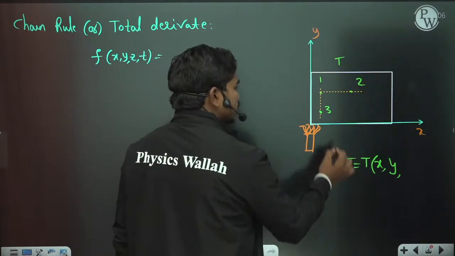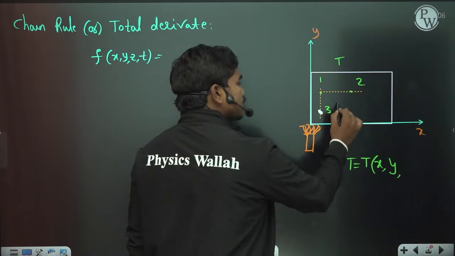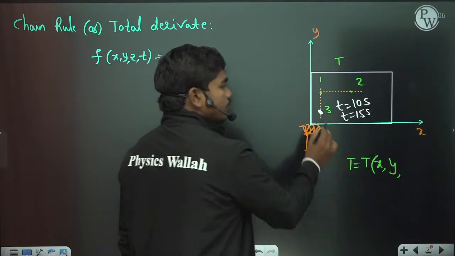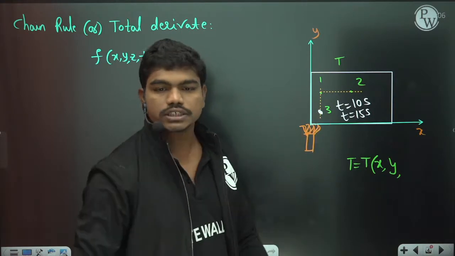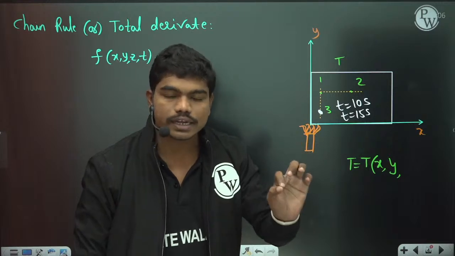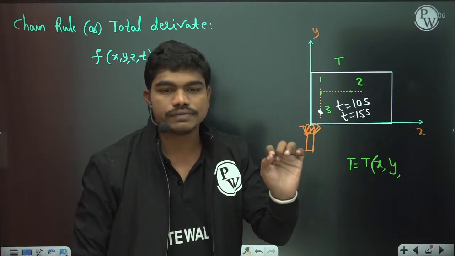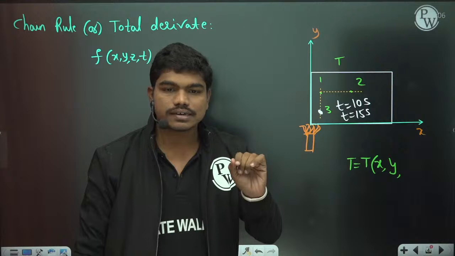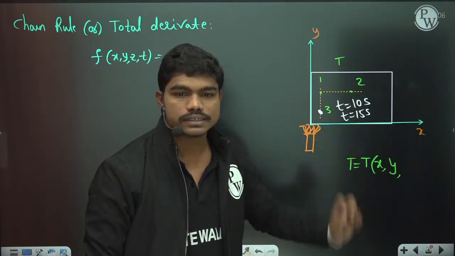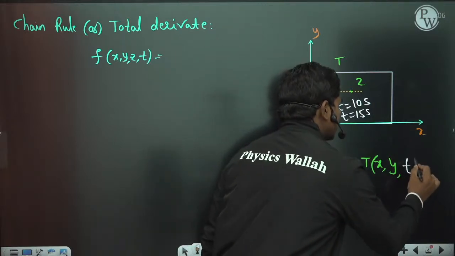Let us suppose at the same point, if I measure the temperature at time t equal to 10 seconds and at t equal to 15 seconds, then will the temperature be the same at this location in these 2 time periods? I have measured the temperature after starting the heating, after 10 seconds and after 15 seconds. At the same location, will the temperature change? Means will the temperature be equal at these two times? No, correct? So you can observe this also depends upon t.